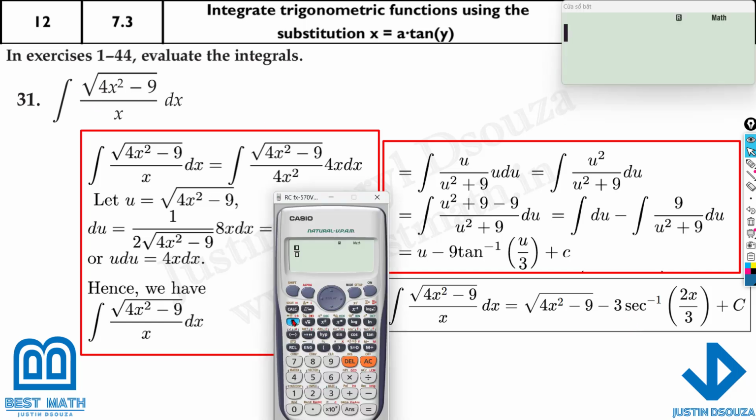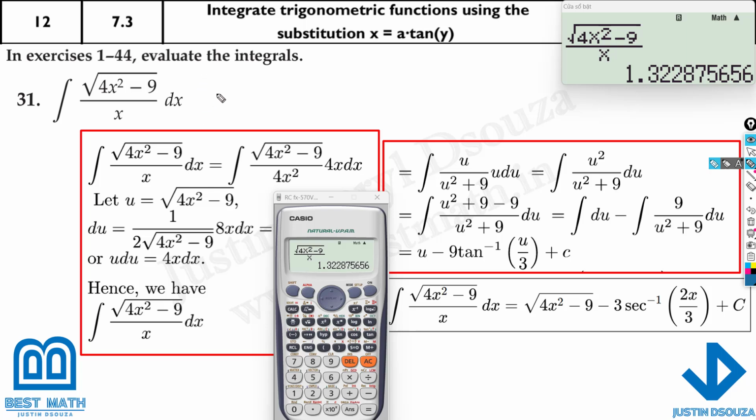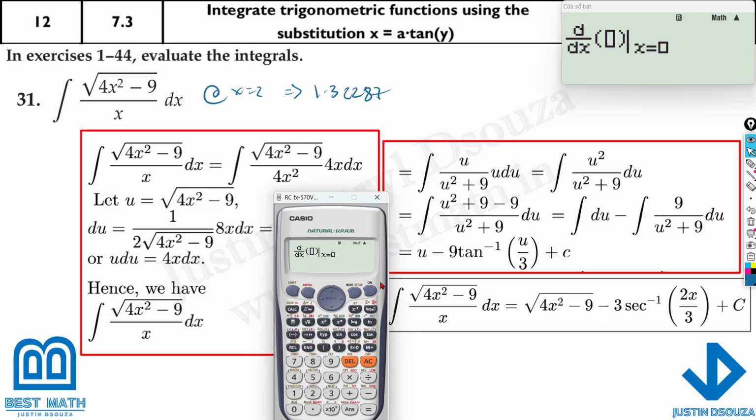First thing, we need to put this in the calculator, that is square root 4x squared minus 9 divided by x. Now calculate this at 2. It will work at 2. Why? Because over here it's 4 times x squared, that is 4 times 4, 16, which is greater than 9. So I'm going to use 2 itself. It is 1.322. Let me write it out. At x is equal to 2, I'm getting the answer of 1.32287. Now what I do is I put this answer here, shift d by dx.